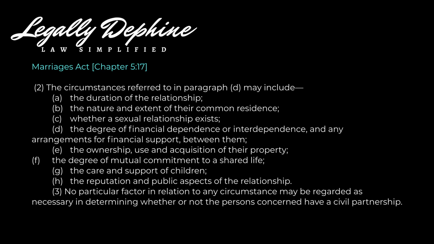The circumstances referred to in paragraph D may include the duration of the relationship, the nature and extent of their common residence, whether a sexual relationship exists, the degree of financial dependence or interdependence, and any arrangements for financial support between them, the ownership, use, and acquisition of their property, the degree of mutual commitment to a shared life, the care and support of children, the reputation and public aspects of the relationship. No particular factor in relation to any circumstance may be regarded as necessary in determining whether or not the persons concerned have a civil partnership.